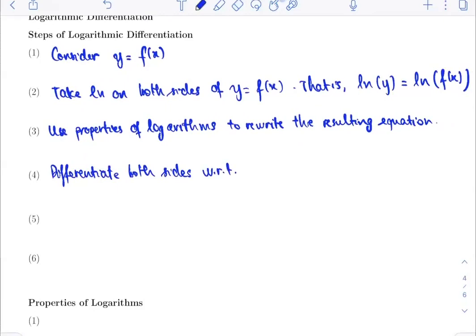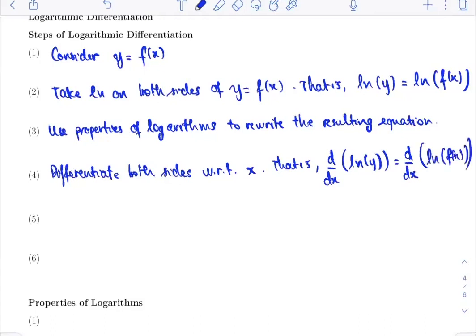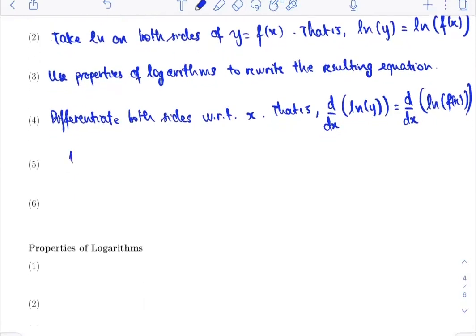WRT in this case means with respect to x. That is, you have d/dx of ln of y equal to d/dx of ln of f of x. And for the left-hand side, you always going to have 1 over y times dy/dx. 1 over y because the derivative of ln of y is 1 over y. And you still have to multiply by the derivative of the inside function, in this case, y. So equal to d/dx of ln of f of x.